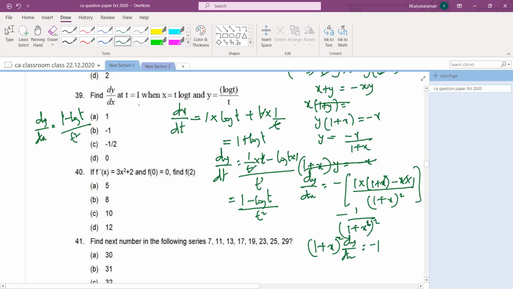Or you can do even to, because it is asked at 1, you first substitute. This will become 1 minus log 1 just 0, 1 by 1. So 1. And this will become 1. Log 1 is 0. So dy by dt will be 1 by 1. So 1.